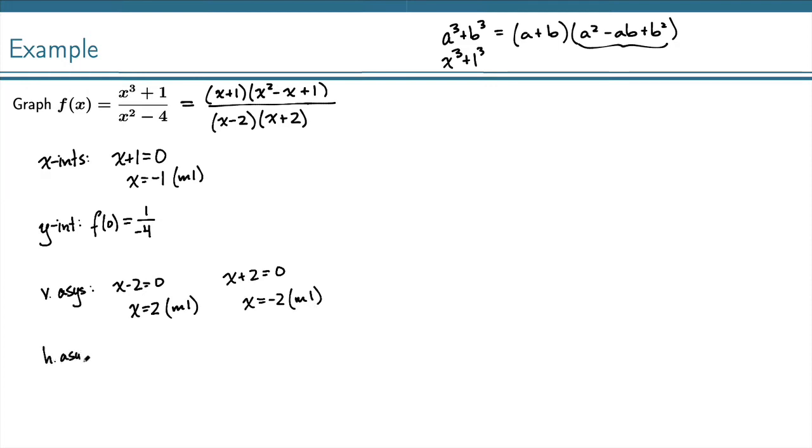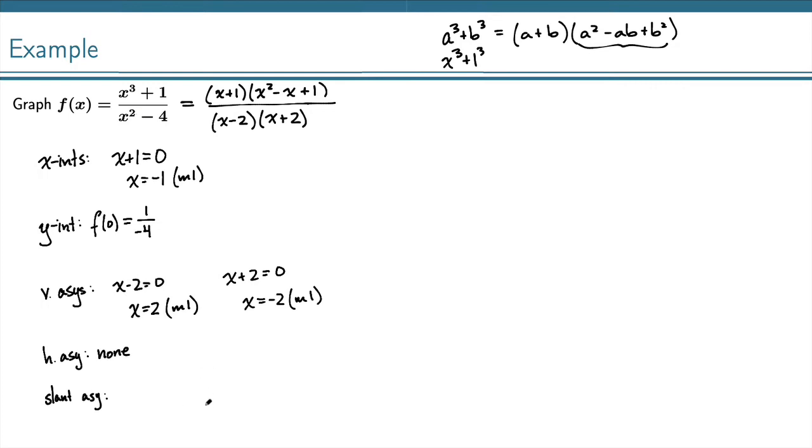Horizontal asymptotes we only get if the degree of the numerator is less than or equal to the degree of the denominator. And we don't have that here, and so that means there is no horizontal asymptote. Slant asymptotes we get if the degree of the numerator is exactly 1 more than the degree of the denominator. And in this case, it is. The degree of the numerator is 3, which is exactly 1 more than 2, the degree of the denominator. So we do have a slant asymptote.